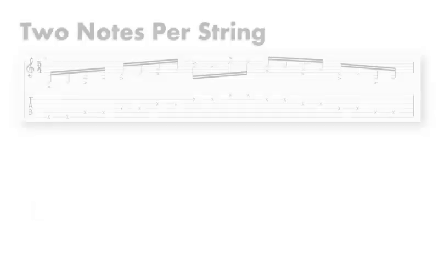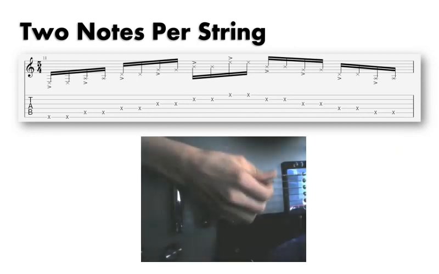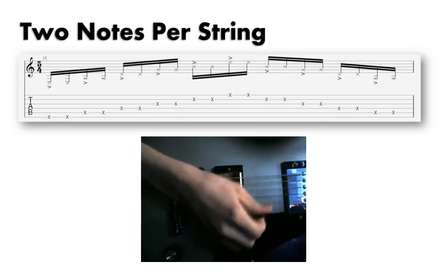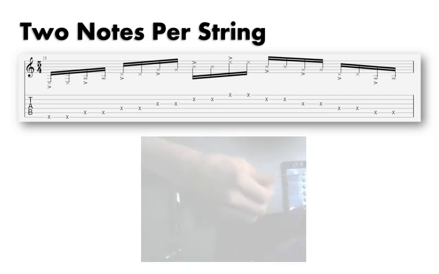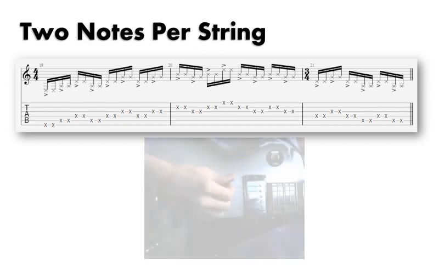For this exercise, we will play 2 notes for every string. From here, we can use the same idea of going back and forth as we ascend like we did in the first exercise. Remember to try this with alternate picking as well.